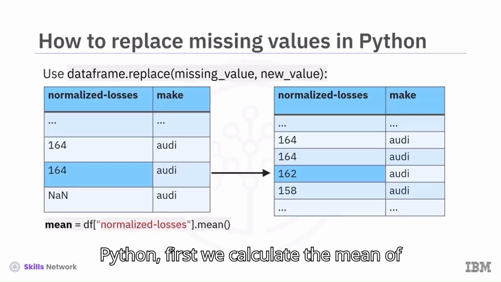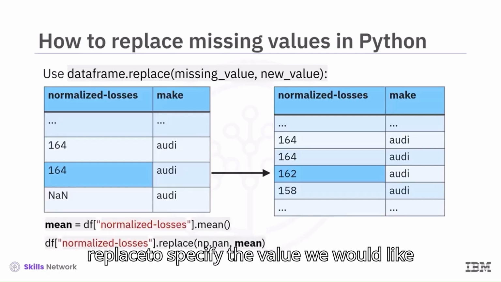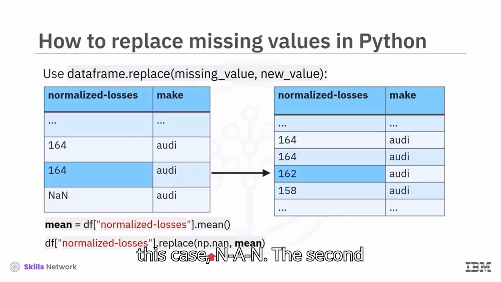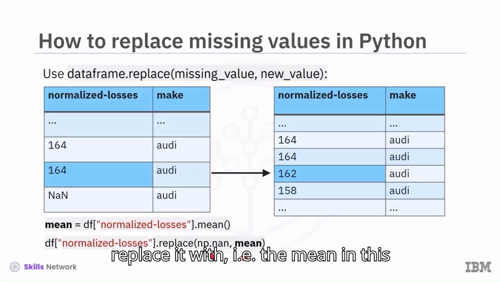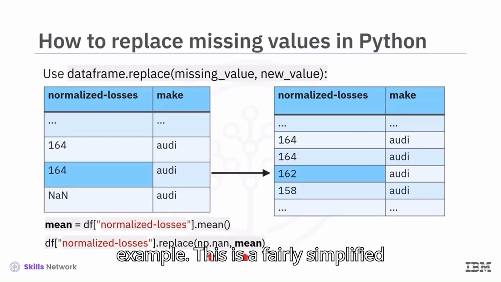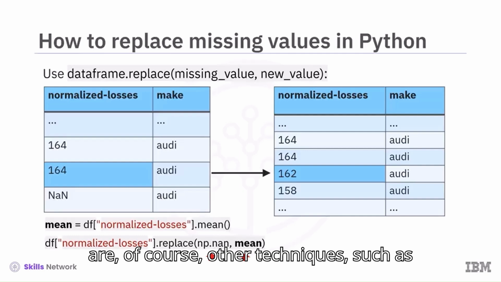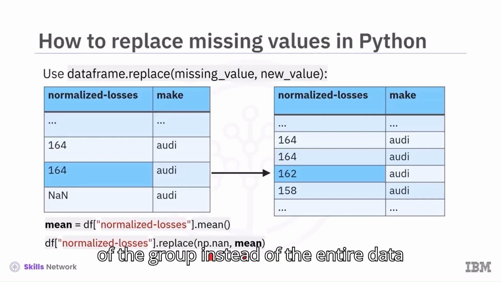In Python, first we calculate the mean of the column. Then we use the method replace to specify the value we would like to be replaced as the first parameter, in this case, NaN. The second parameter is the value we would like to replace it with, i.e. the mean in this example. This is a fairly simplified way of replacing missing values. There are, of course, other techniques, such as replacing missing values with the average of the group, instead of the entire data set.